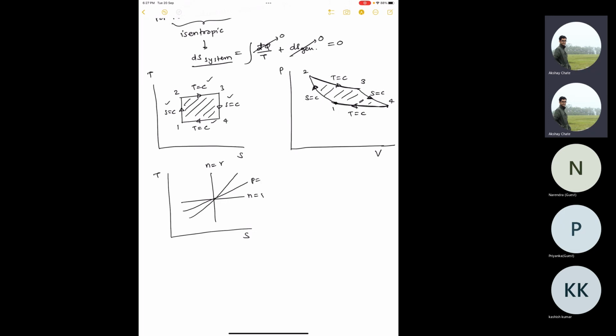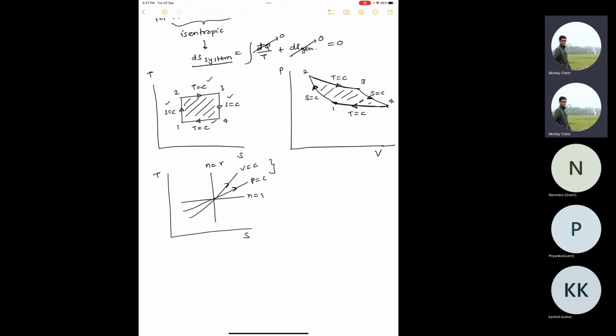So this will be P equal to C, this will be volume equal to constant. You should remember why this is there. Slope derivation was done by professor also. You can do it on your own also. If you do the TDS equation, from there you can get dT by dS for constant P and constant volume, and then you can compare also.